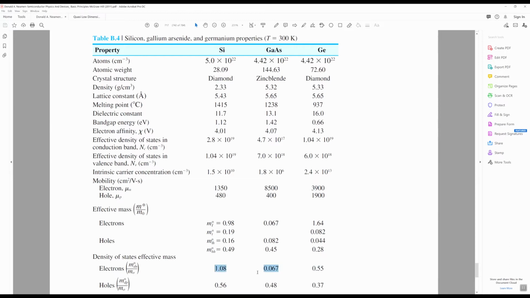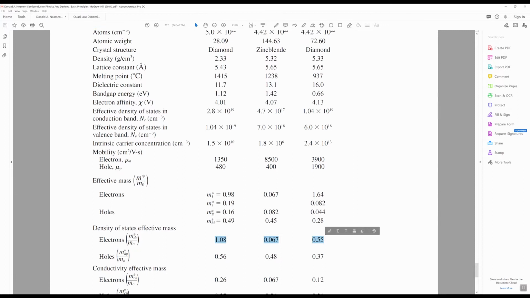These are all the values that you're going to use depending on whether you're solving for electrons or holes. What effective mass do you have to use? These are the density of states effective mass.